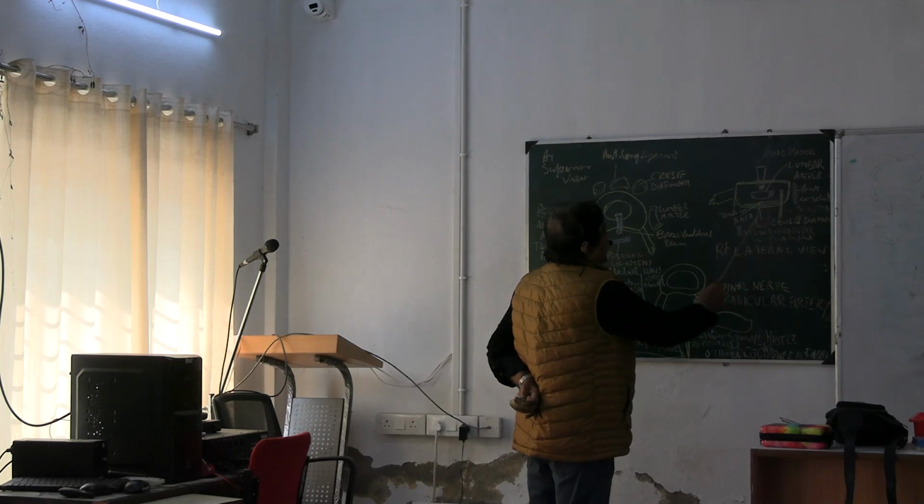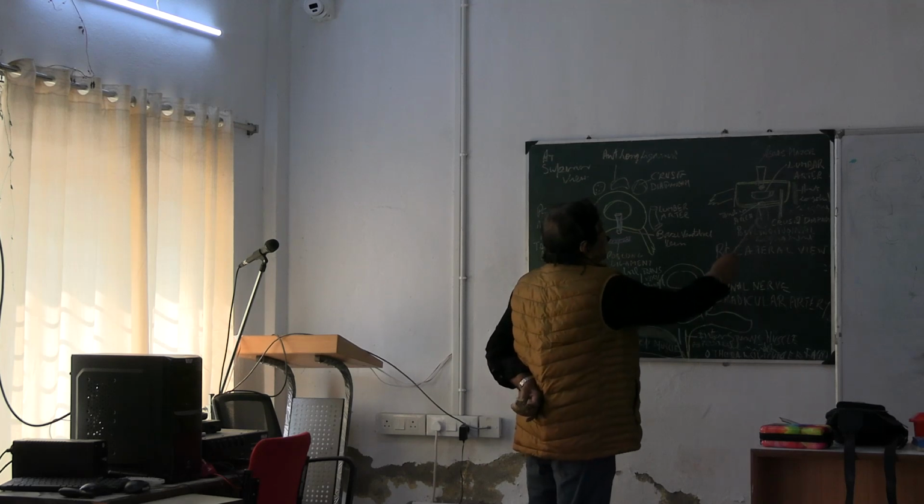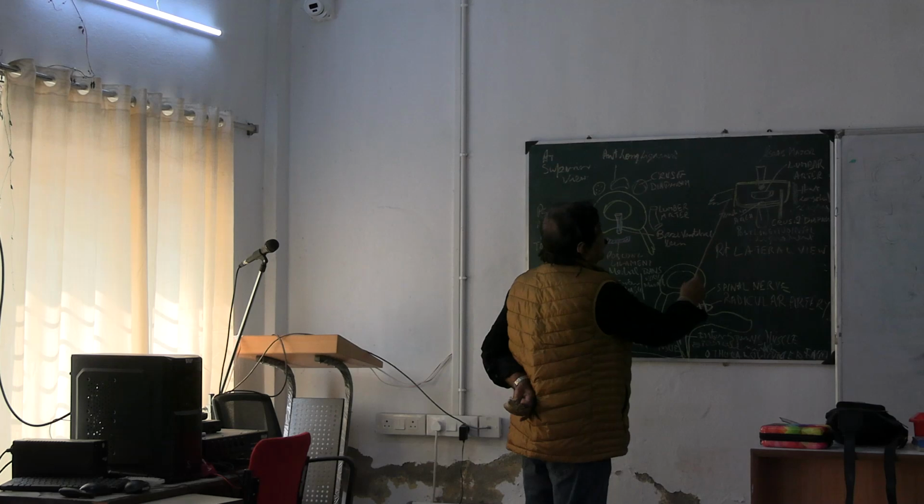Now, crus of the diaphragm, posterior longitudinal ligament, right lateral view. This is the right lateral view. Lumbar artery, anterior longitudinal ligament, this is anterior, this is the spine, and the crus of the diaphragm. This is lumbar artery, this is the psoas major muscle, posterior longitudinal ligament.